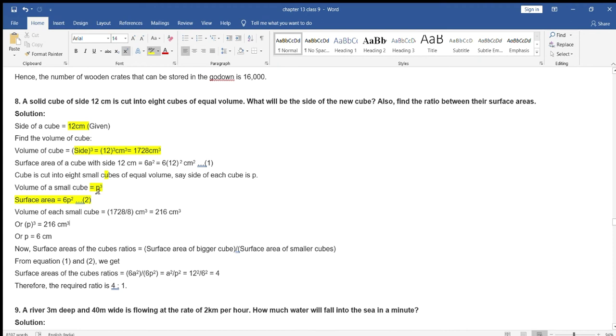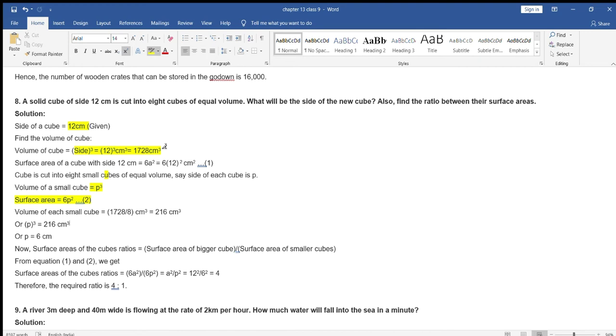Now, what will be the volume of one cube? This is the volume of the total cube, and it is divided into 8 cubes. So you will divide this volume by 8. If we divide this volume by 8, we can find the volume of each small cube.